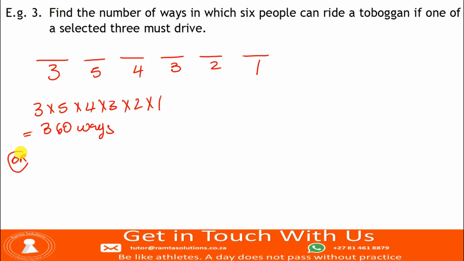Or you can say you have 3 times 5 factorial. Be careful, this 3 is not a factorial because you're only choosing one of the 3. You are not saying one will be here, another will be there. So it'll be 3 times 5 factorial, which is 360 ways.